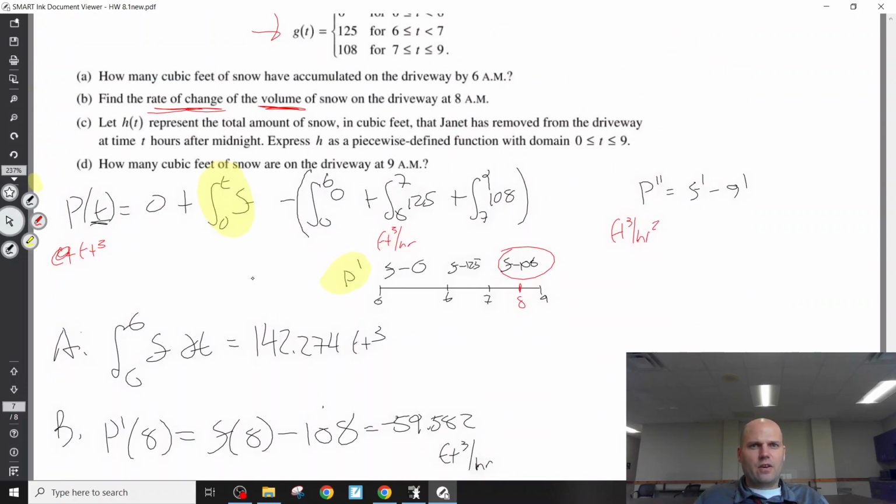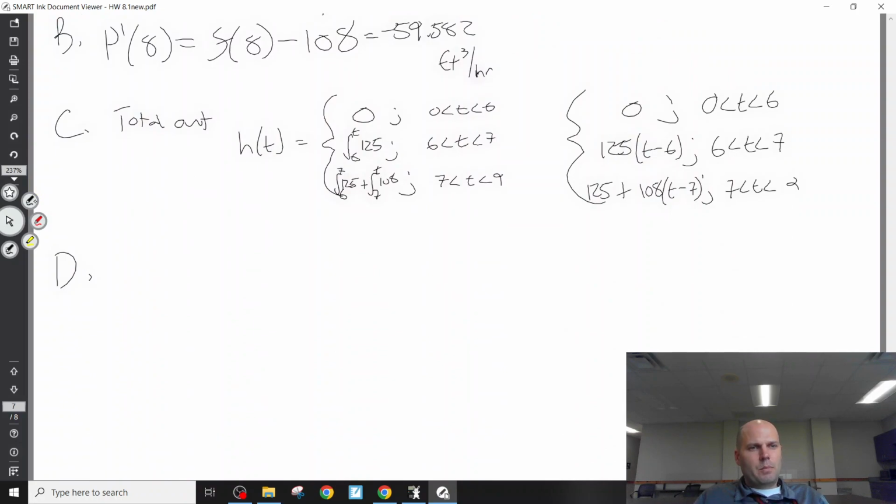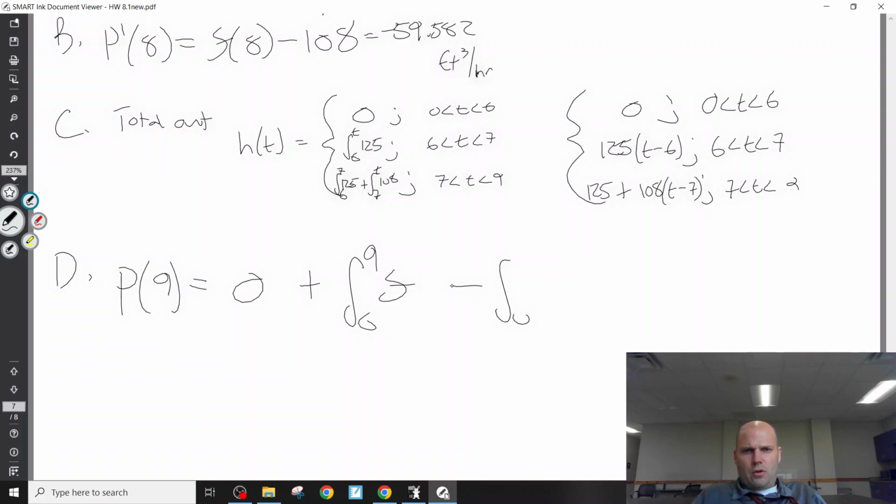How many cubic feet are in this driveway at 9 a.m.? Perfect. No snow at the beginning of the day. Sorry, let's show this. P of 9. No snow at the beginning of the day. Bunch of snow added. No snow removed from 0 to 6. You can either put this in parentheses or subtract each one. Put these in parentheses and add them.